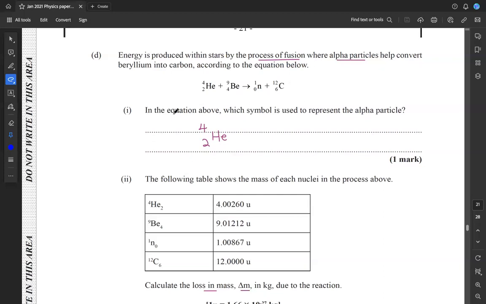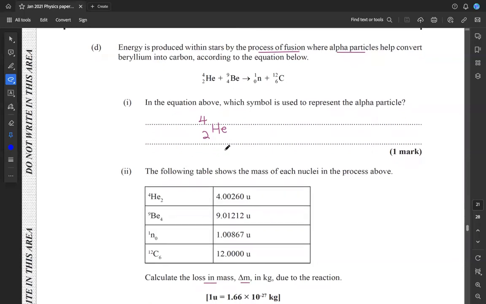So in the equation above, which symbol is used to represent the alpha particle? As we said, we represent an alpha particle as a helium nucleus. So this helium symbol is what represents our alpha particle. So we just write that down here: 4 2 He represents our alpha particle.